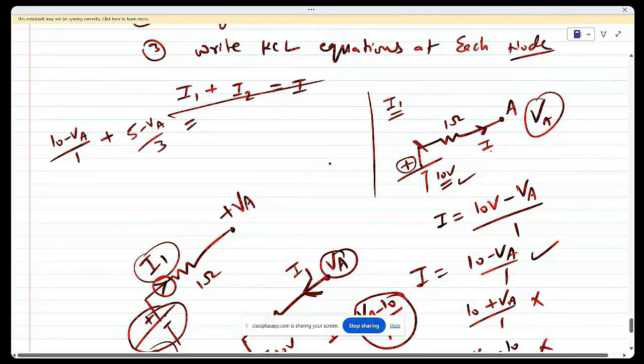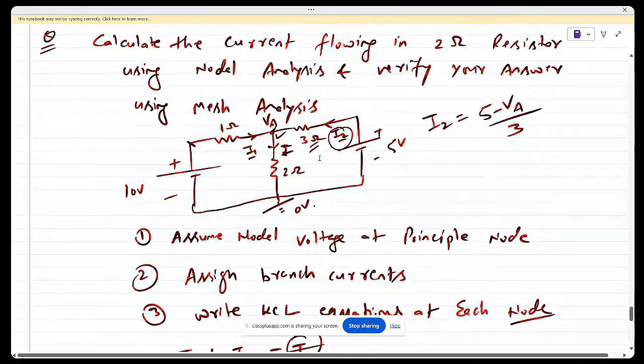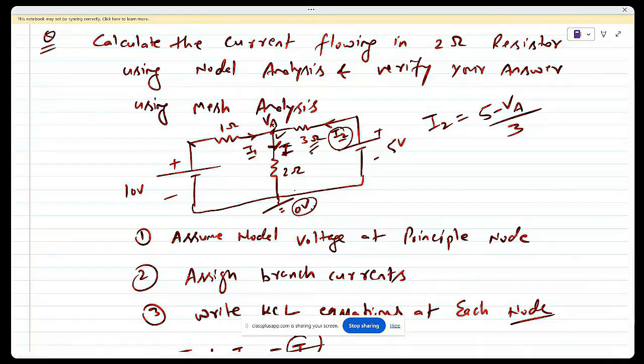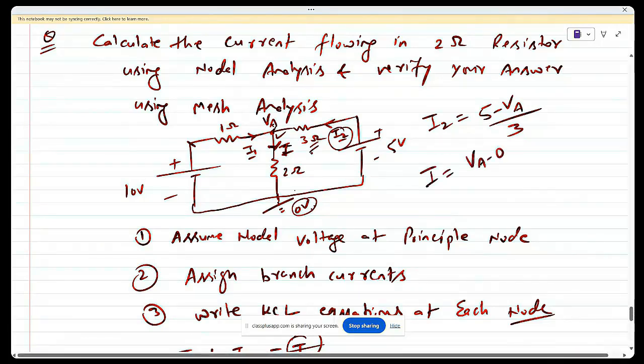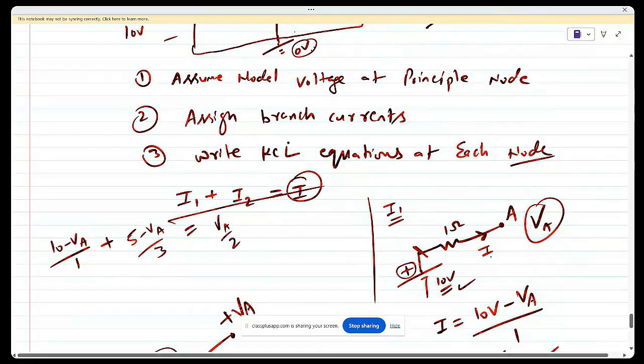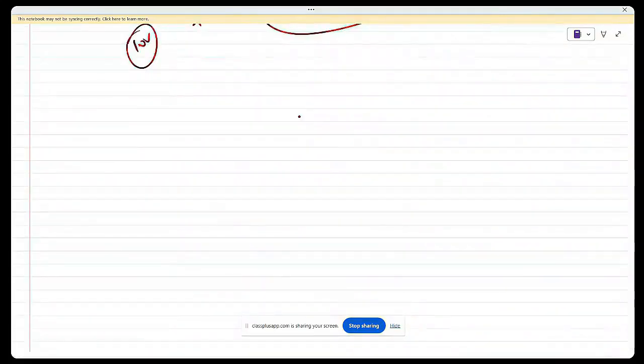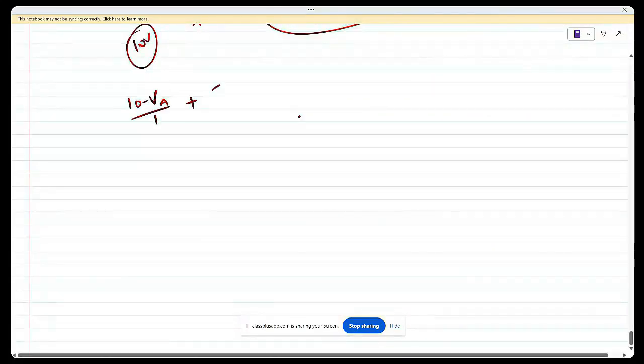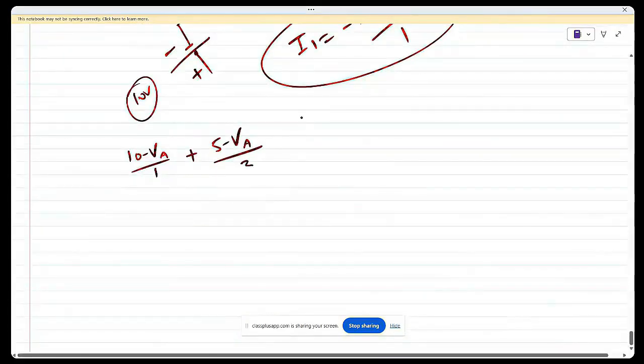This I is what? This I is moving away from VA, means VA is dominating for this I and it is going towards this 0 volt. So you can write VA minus 0 upon 2 for this I, or you can simply write VA upon 2. So here your equation will complete. Now let me write these equations: 10 minus VA, 5 minus VA, VA upon 2. So your final equation is 10 minus VA upon 1 plus 5 minus VA upon 3 is equal to VA upon 2. So this is the simple problem, one unknown only.